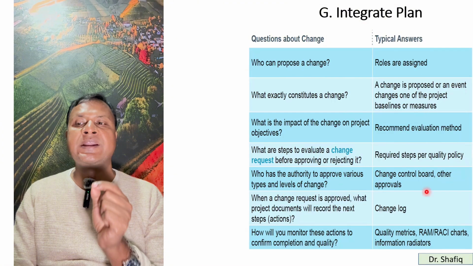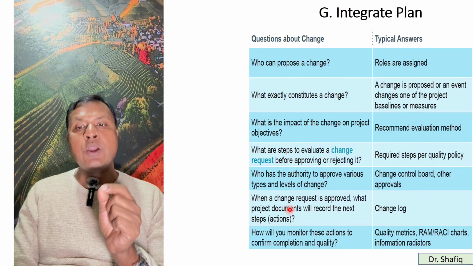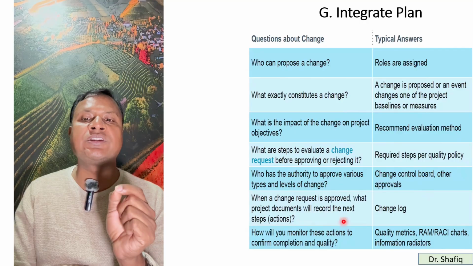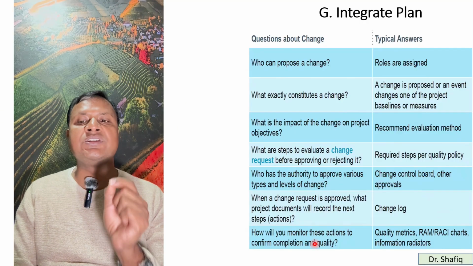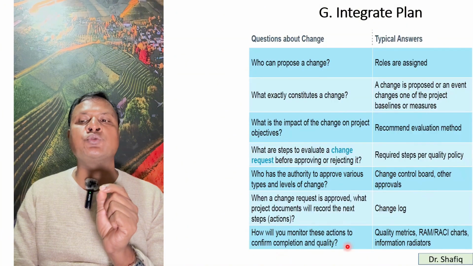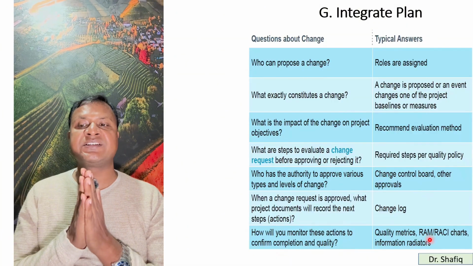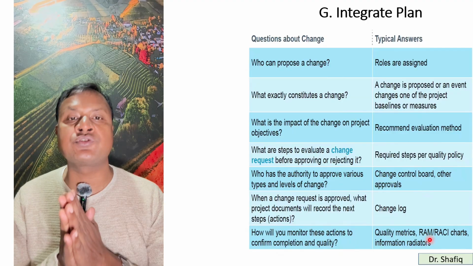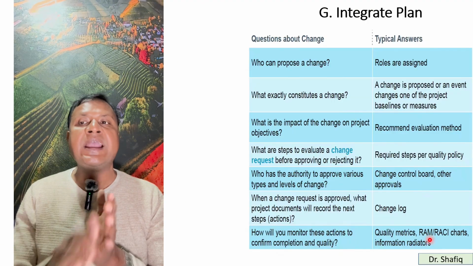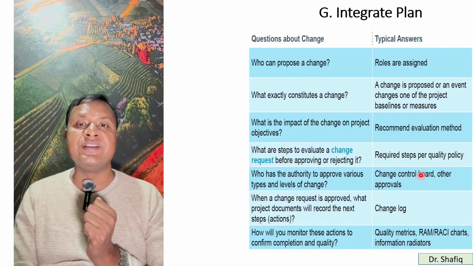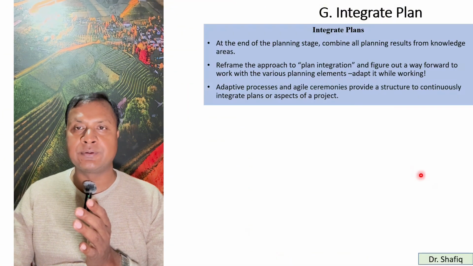Who has the authority to approve various types and levels of change? The change control board, other approvals. When a change request is approved, what project documents will record the next steps? The change log. How will you monitor these actions to confirm completion quality? Quality matrices, RAM, RASI charts, information radiators. So the questions about change are these, and the typical answers will be these. So you have to follow that in your project implementation.